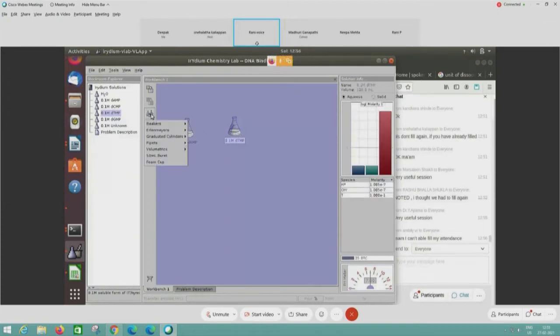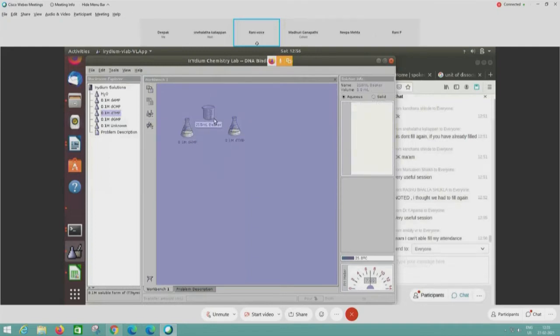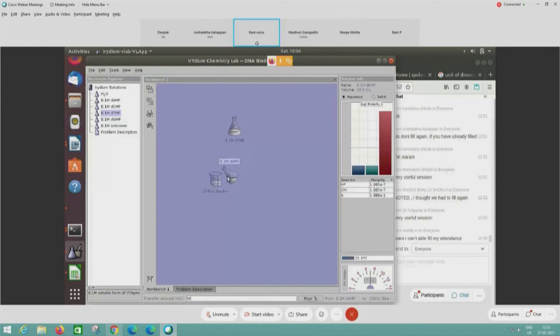So we will get a beaker, and I will get a 250 ml beaker. From here, I will add say 50 ml of A. So here we have 50 ml of A in this beaker, and then I will add an equal volume of T. So another 50.